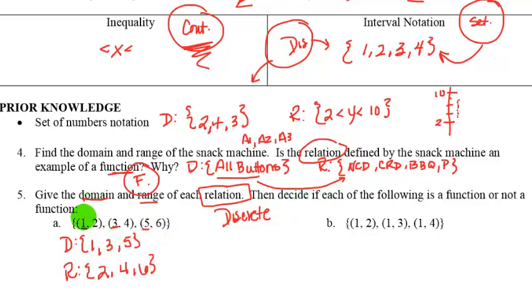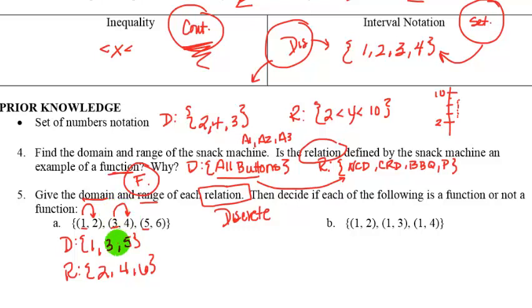Now we're going to decide if this is a function or not. So what we're going to do is check. If 1 goes to 2, every time I see the input 1, it should always go to 2. If it goes to anything else, it's not a function. So I'm going to go to my next coordinate point, part of my relation.